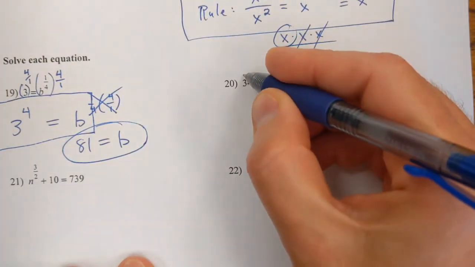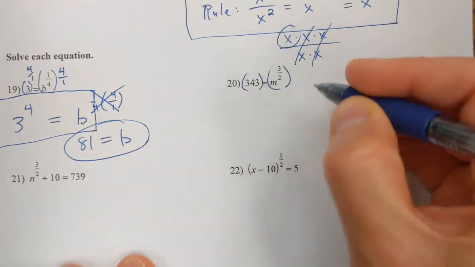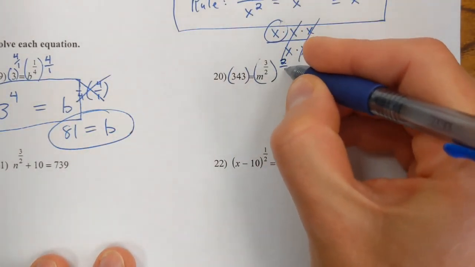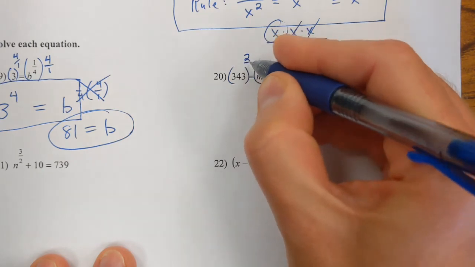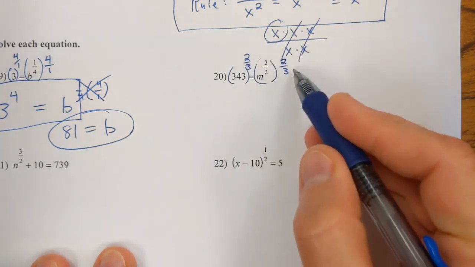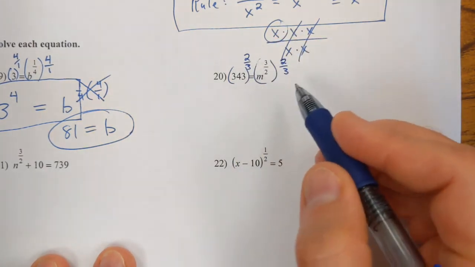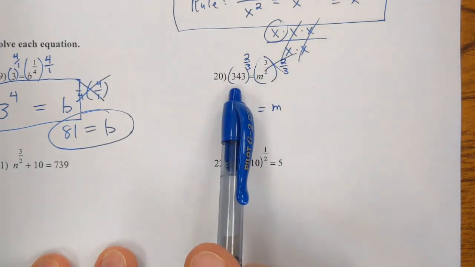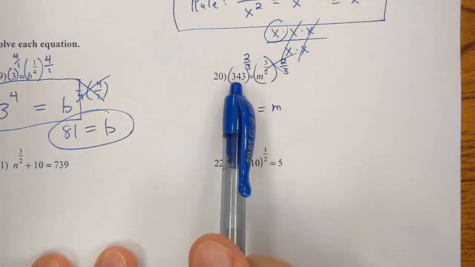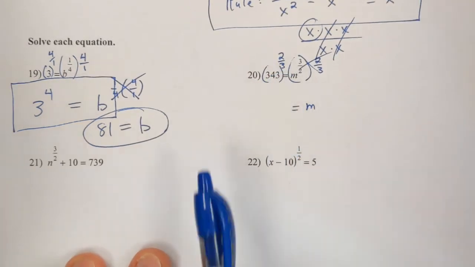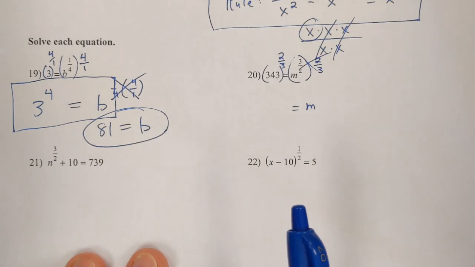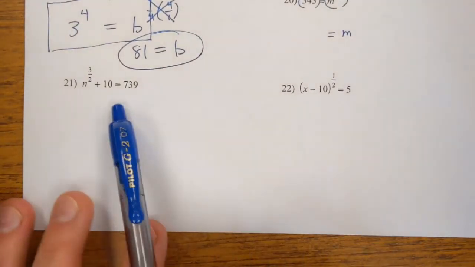Likewise, I don't want to give away the answer, but to solve this, I'm going to take both sides to the 2/3 power. And my 2/3 power and my 3/2 power, when I multiply them together, those will cancel out. And m is just going to be, this is what I have to evaluate in my calculator, 343 to the 2/3 power. I'm not going to tell you the answer, but that would give you the answer. Okay. Now down here, these have a couple of steps.